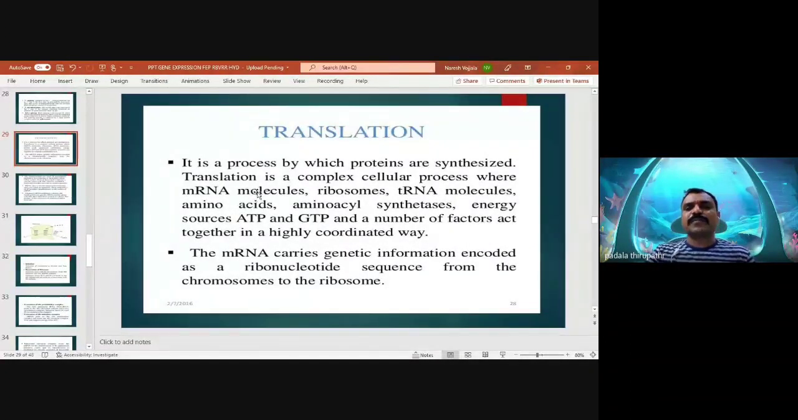Translation is a complex cellular process where mRNA molecules, ribosomes, tRNA molecules, amino acids, aminoacyl synthetases, which are enzymes, energy sources like ATP, adenosine triphosphate, and GTP, guanosine triphosphate, and a number of factors act together in a highly coordinated way. So these are all involved in the translation process. The mRNA carries genetic information encoded as a ribonucleotide sequence from the chromosome to the ribosome.